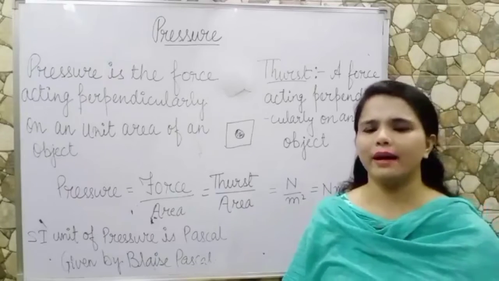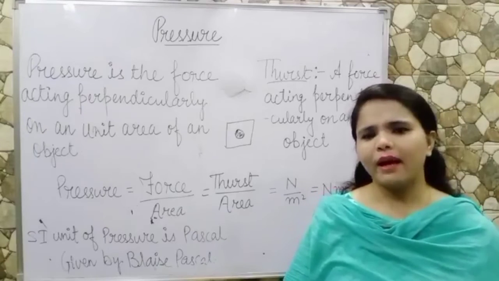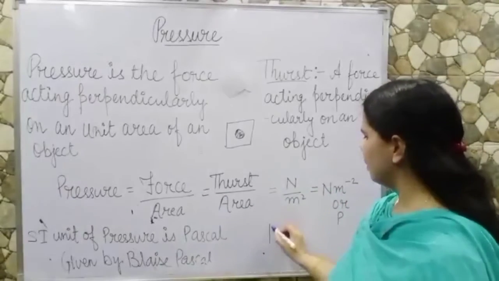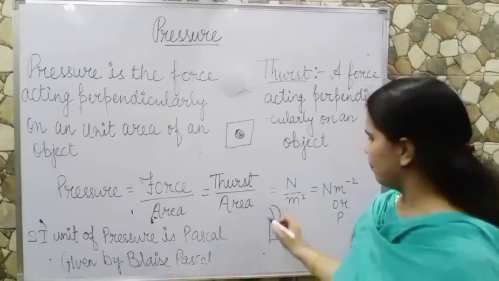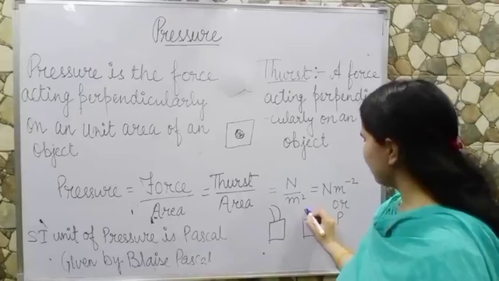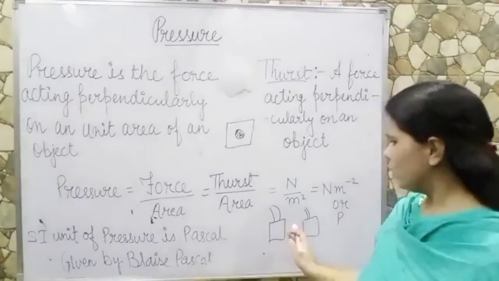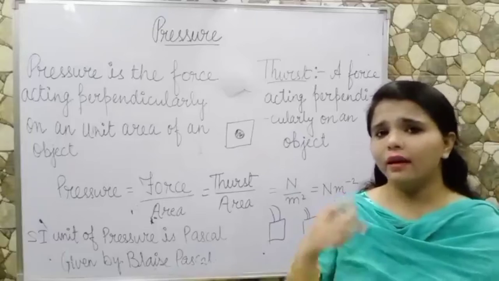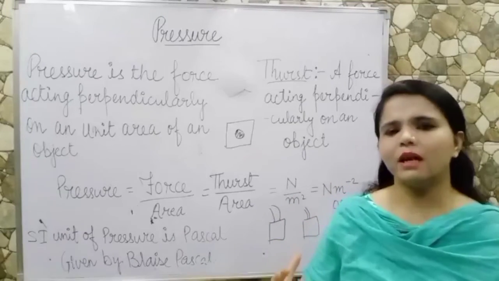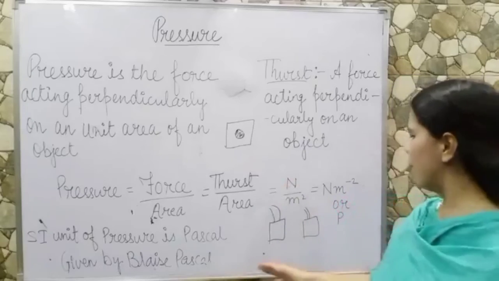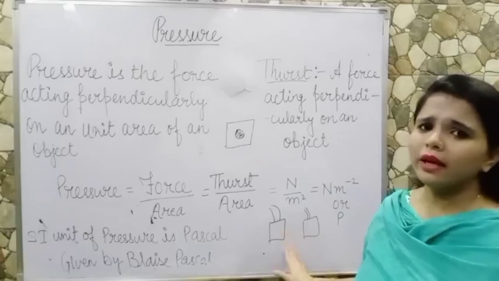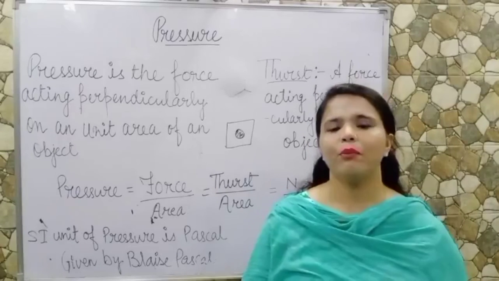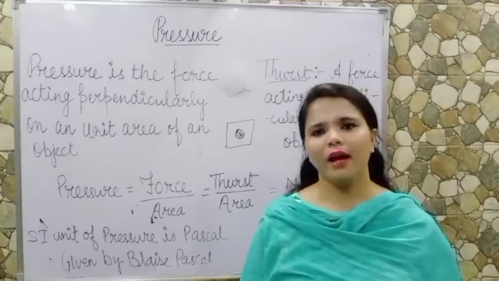Let us understand by an example. Suppose you have two bags. One bag has a broader strap and another bag has a thin strap. You have a bag with a broad strap and you have a bag with a thin strap. Now you see, you are carrying both on your shoulders, one on the right shoulder and another on the left shoulder. Now you see that the bag which has a broad strap has less pressure in comparison to the bag which has a thin strap, because pressure increases with decrease in area and pressure decreases with increase in area. I hope you all got it.